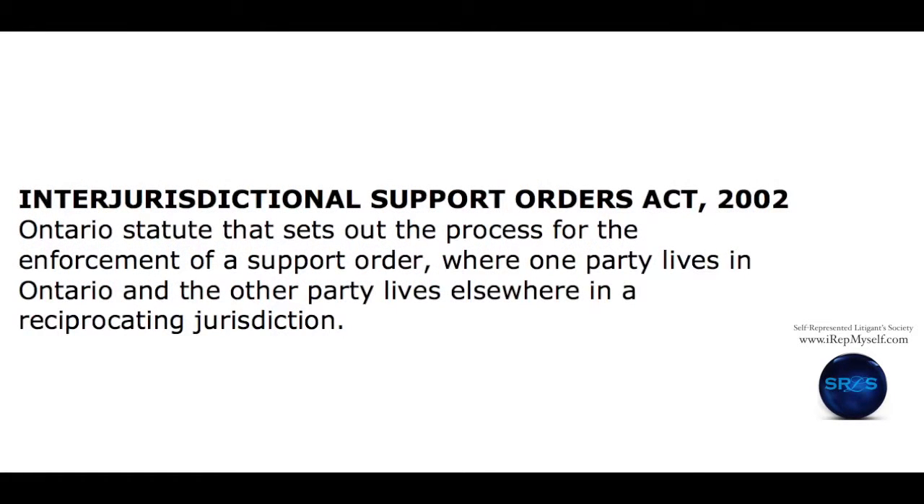The Interjurisdictional Support Orders Act of 2002 is an Ontario law, and it can be found in pretty much every province in Canada. It sets out the process for enforcement of a support order where one party lives in Ontario or another jurisdiction and the other party lives elsewhere in a reciprocating jurisdiction, sometimes even in U.S. states.